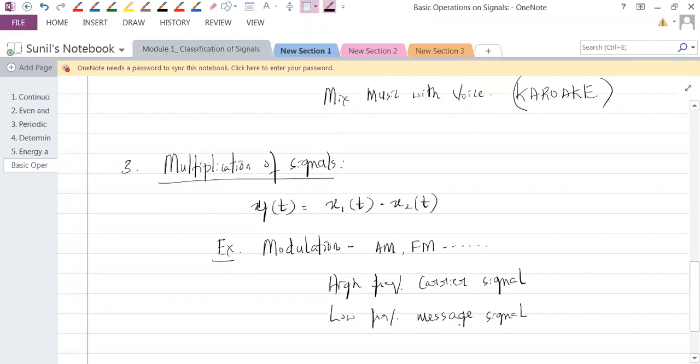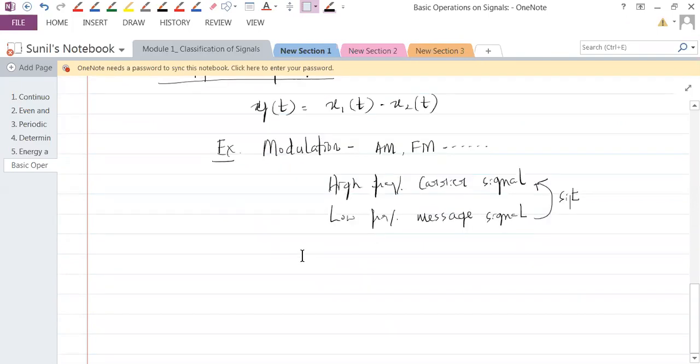So the message signal needs to be transmitted, but it cannot be transmitted as it is. You need to make this message signal sit on this carrier, so that this carrier can carry this low frequency message signal, or information signal, to a far place. Understand? That is where this multiplication comes into the picture. Multiplication of two signals, where will you see that? In signal modulation. Why is modulation required? Because if a signal has to reach a far distance, then modulation is required.